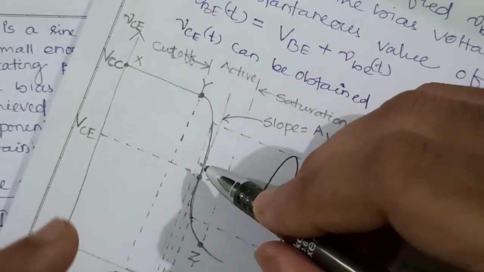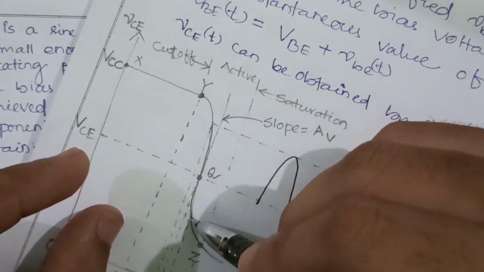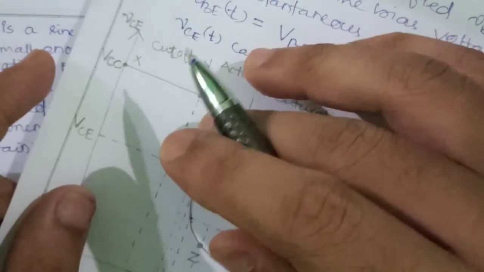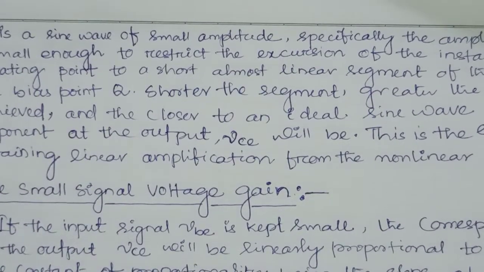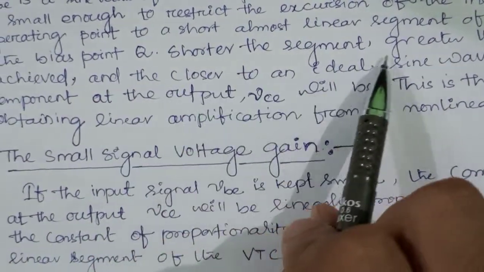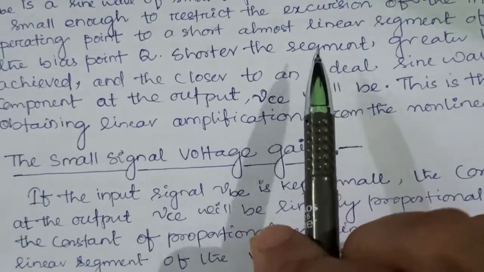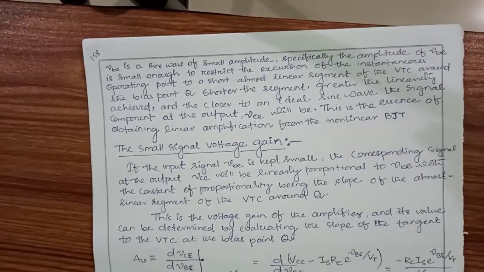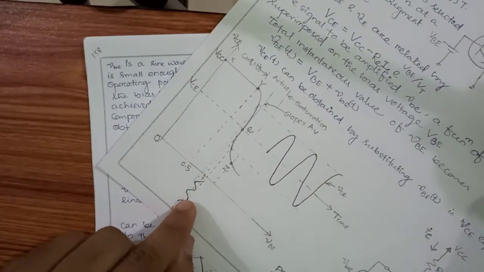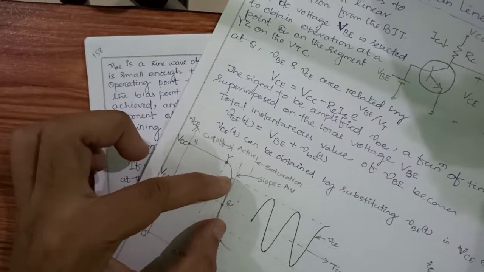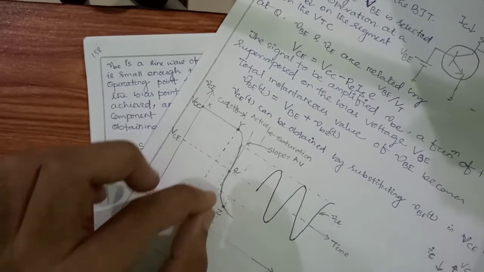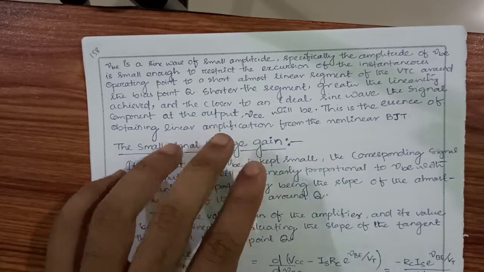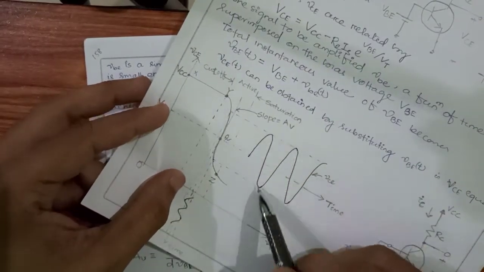So if I take my vbe value very small, then it will operate in the linear region, means in a straight line region. Shorter the segment, greater the linearity. That I said, the very small value that we will take. As you take the vbe value very small, it will become more linear. If you increase your vbe value, then it will become non-linear. And as it becomes more linear, we will get more ideal values, a more ideal characteristic at the output.